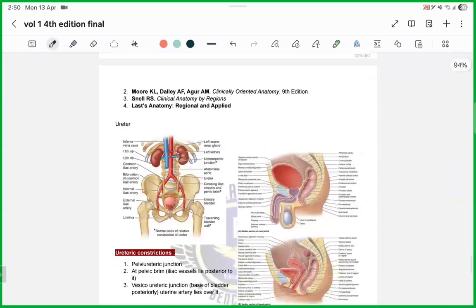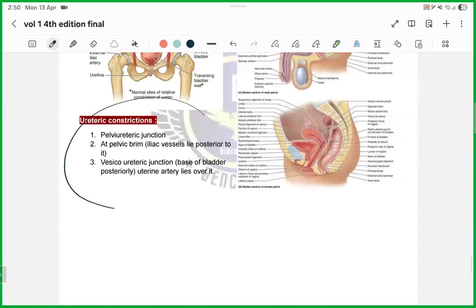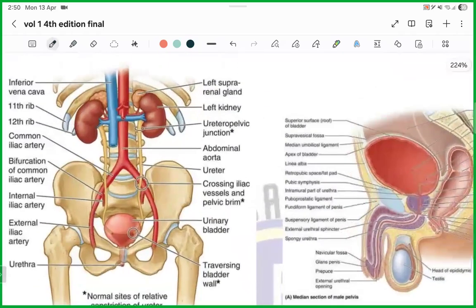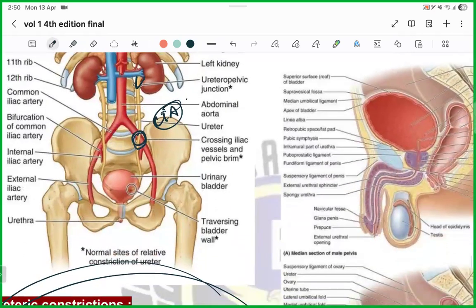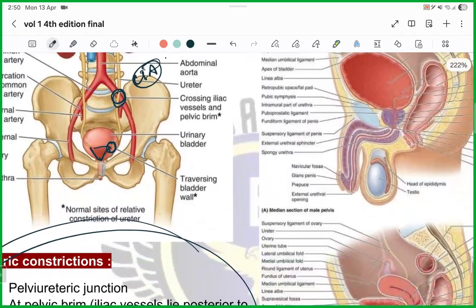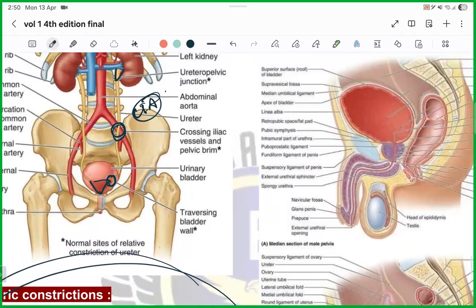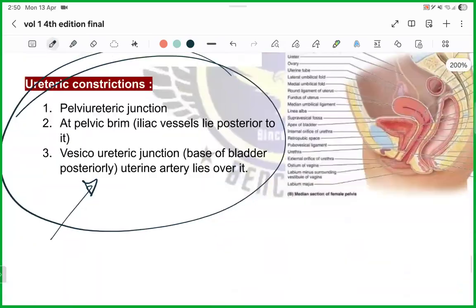Ureter and ureteric constrictions. Guys, for ureteric constrictions, you just remember these three: the pelvic ureteric junction, this area. Then the area where it crosses the common iliac vessels, the common iliac artery. Then when it enters the bladder at the trigone. That's it. So these are the three constrictions. Why are constrictions important? Here you will find a stone if a stone is lodged.